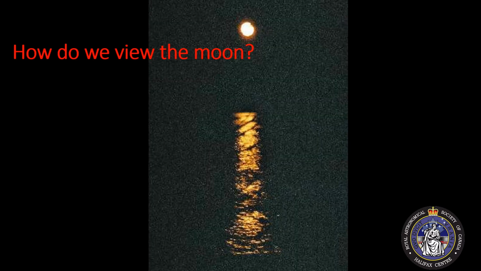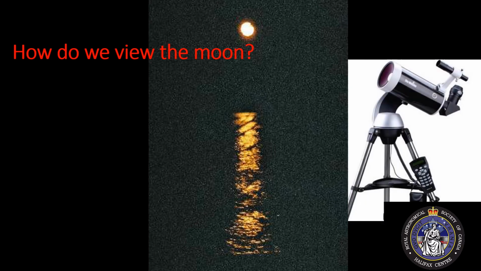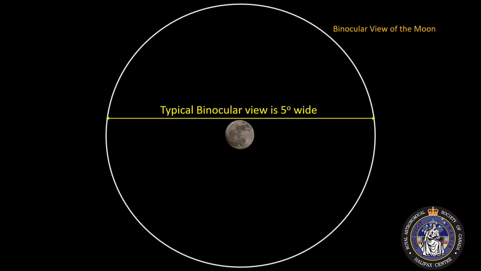So how do you view the moon? Well, most of you think of viewing the moon through a telescope, and that is fine. However, I would recommend that you start with binoculars. You can see a lot of features on the moon using binoculars. However, a typical binocular view is about 5 degrees wide in the sky, while the moon itself is only about half a degree wide. So you can see in this diagram, the moon will be quite small in your view.